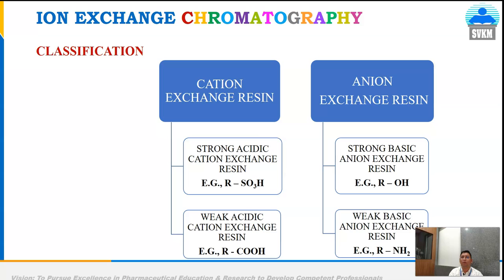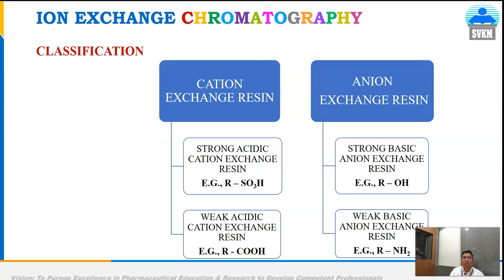Classification of ion exchange chromatography is pretty simple, based on the types of ion exchange resin used. So here, cation exchange resin and anion exchange resin. Cation exchange resins are acidic in nature. Therefore, they are further subdivided into strong acidic cation exchange resin, example is sulfate, and weak acidic cation exchange resin, example is carboxylic acids or their derivatives. Second one, anion exchange resin: strong basic anion exchange resin, example is alcohol, and weak basic anion exchange resin, example is amine.